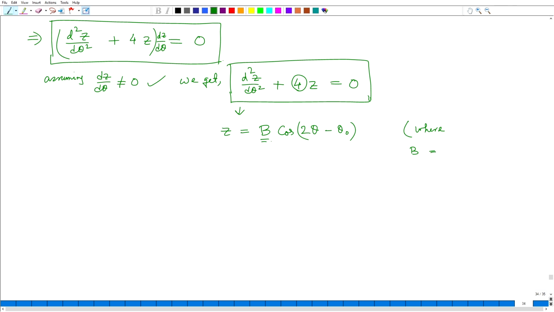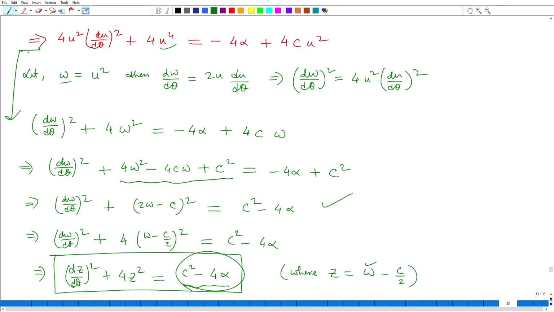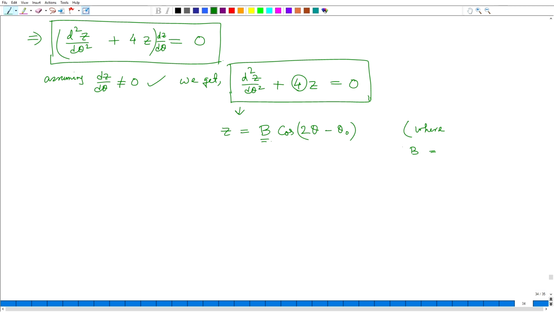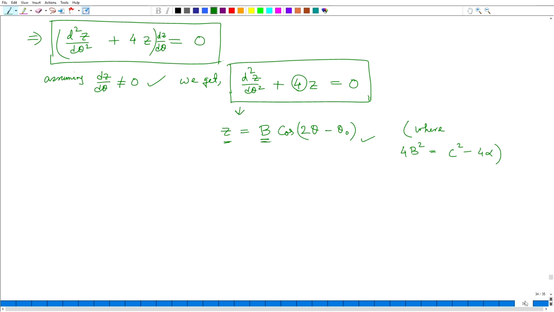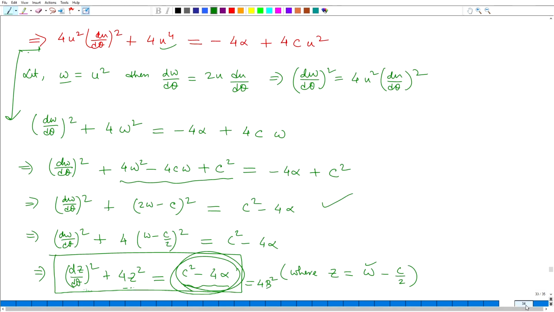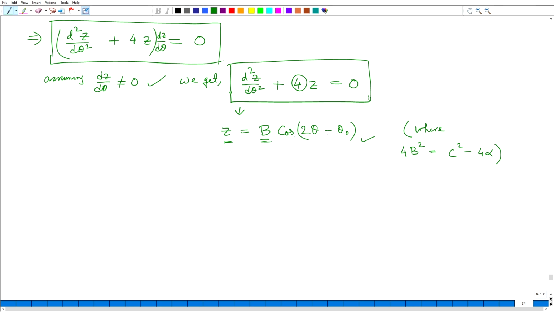Actually where b is such that c² − 4α is equal to 4b², so 4b² will be c² − 4α. If you have this relation, then you will easily see, if you take this trial solution for z and put it over here and here, you will have this equal to 4b², and from that you can have this typical form, which is z = b cos(2θ − θ₀).